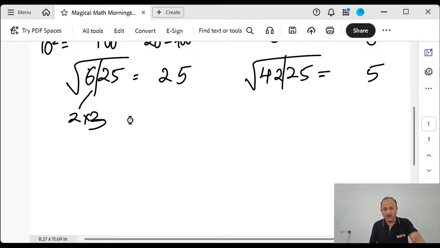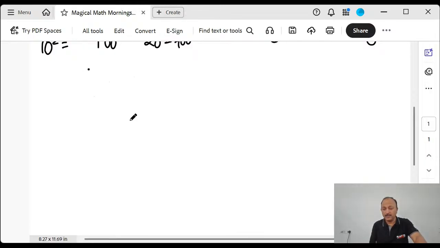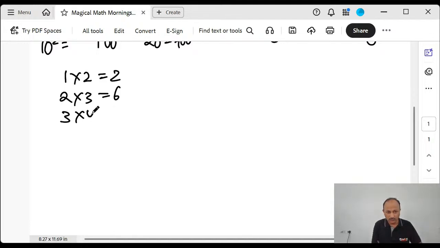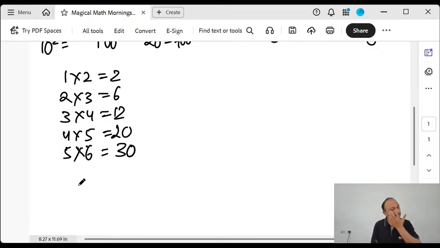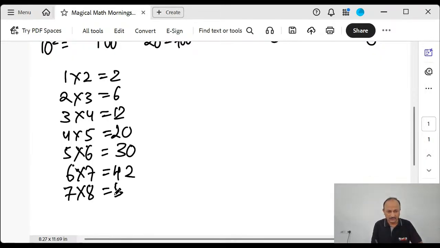Okay, for this we should know the products of consecutive numbers, correct? 1 into 2 is 2, 2 into 3 is 6, 3 into 4 is 12, 4 into 5 is 20, 5 into 6 is 30, 6 into 7 is 42, 7 into 8 is 56, 8 into 9 is 72, 9 into 10 is 90. Correct?